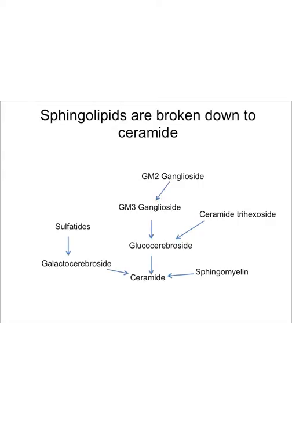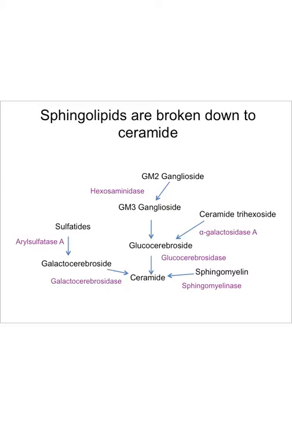The sphingolipids are broken down within lysosomes in a series of enzymatic steps. Here is a little graph. Basically, these are a series of steps which remove the side groups from the different sphingolipids and eventually release the ceramide central lipid.